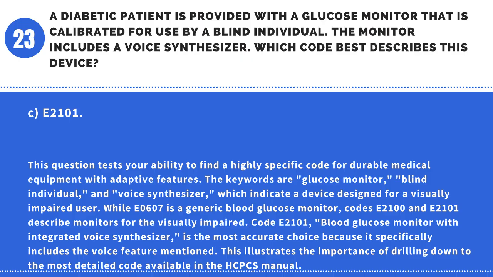Code E2101, blood glucose monitor with integrated voice synthesizer, is the most accurate choice because it specifically includes the voice feature mentioned. This illustrates the importance of drilling down to the most detailed code available in the HCPCS manual.